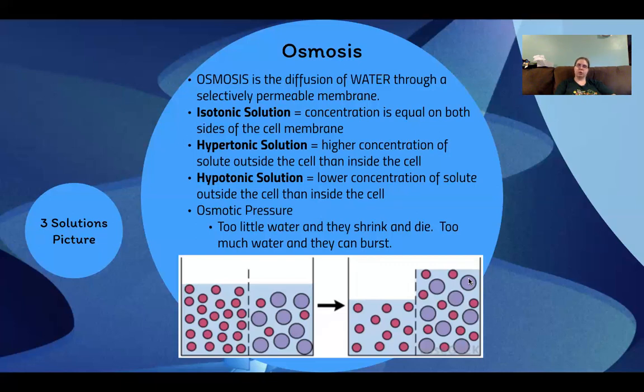Hypotonic solution is when there's a lower concentration of solute outside of the cell as opposed to inside. So you have more solute, sorry, you have more solute inside, less solute outside. Again, since the solute particles can't move, then that means water is going to be pulled to the inside of the cell in order to dilute the higher concentration inside. Well, since you're filling it with more and more and more water, it can cause the cell to actually expand, bulge out, and even possibly burst. And that's what we talk about when we're mentioning osmotic pressure.